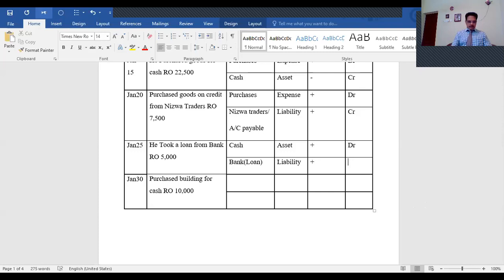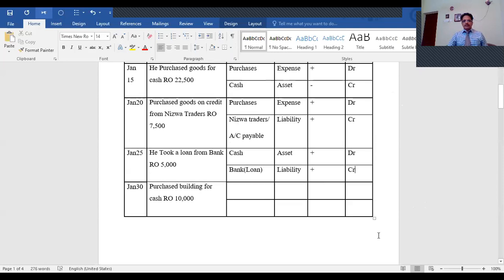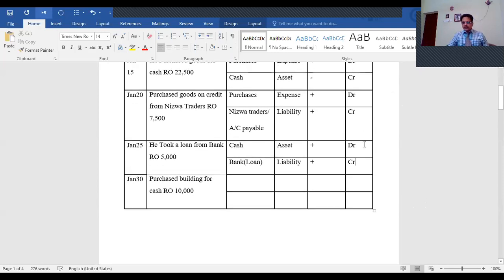Now you can understand, for every transaction there will be one debit and one credit. From this itself you can understand whether you have done it correctly or not. If after applying the rule you are getting one more debit here, it means something is wrong. You made a wrong interpretation. Now purchase the building for cash.